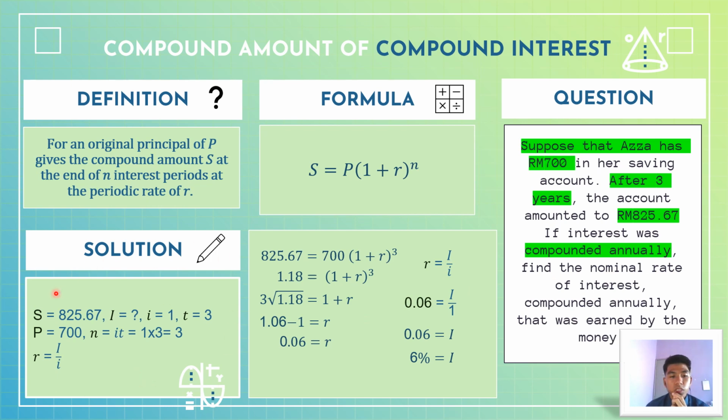This is the solution. S is 825.67. We have to find the capital I, which is the nominal rate. I equals 1 because annually, T is 3 because after 3 years. So we substitute in this formula. We got the R value and we use this formula to find the capital I, which is the nominal rate. We got 6%.